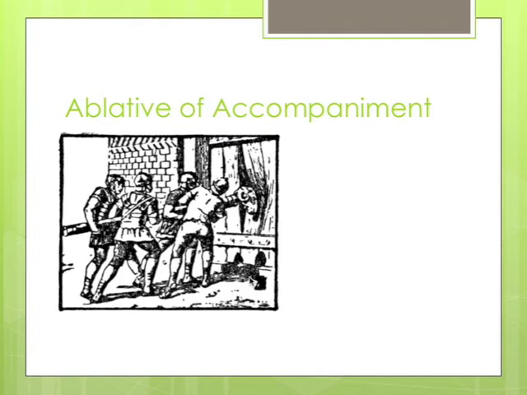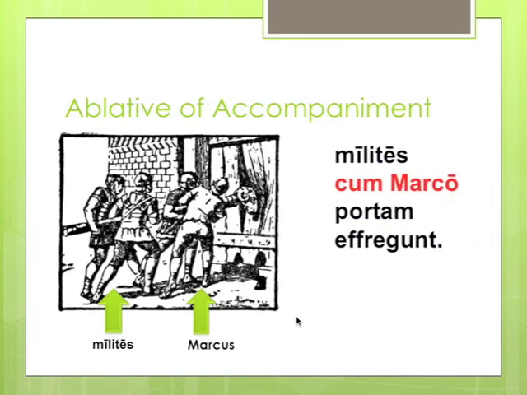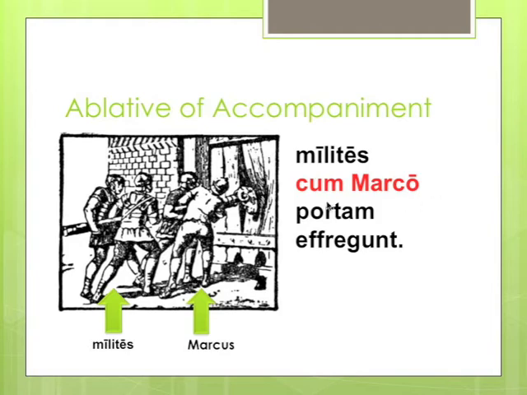Here's an example. Here are some men trying to ram down a gate into a city. They're actually using a battering ram. You can see the ram's head here. Now this man here is Marcus, our old friend Marcus. And these three men are soldiers. And we could say in Latin, milites cum Marco portam effringunt. The soldiers are breaking down the gate with Marcus. And to indicate that they're doing this with Marcus's help and with the companionship of Marcus, you must use the cum. That's the ablative of accompaniment.